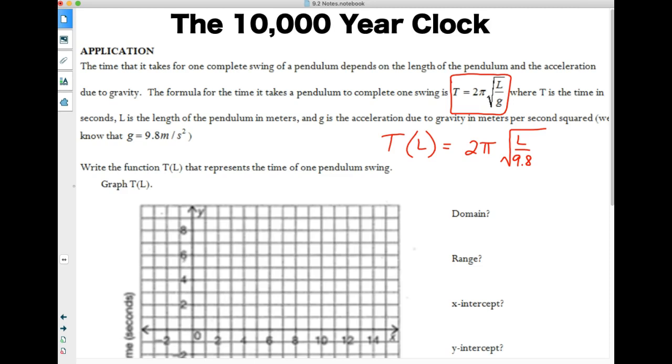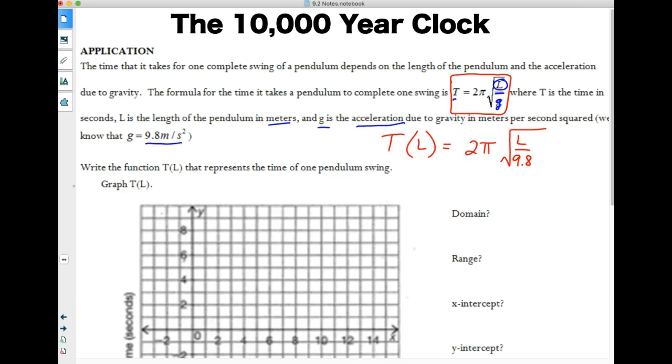Okay, the time it takes for one complete swing of a pendulum depends on the length of the pendulum and the acceleration due to gravity. Okay, this is true. It's actually a fun little lab we do in calculus. The formula for the time it takes a pendulum to complete one swing is t, the time it takes, equals 2 pi times the square root of the length of the pendulum divided by this g. That g is not a variable. That's a constant. Okay, t is in terms of time, L is the length of the pendulum in meters, and g is acceleration due to gravity, for those in physics, at 9.8 meters per second squared.